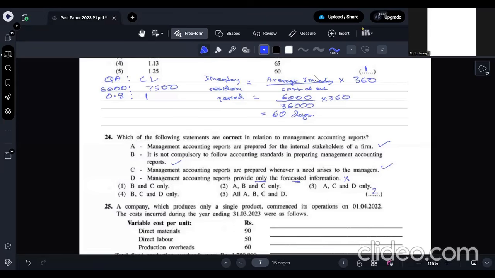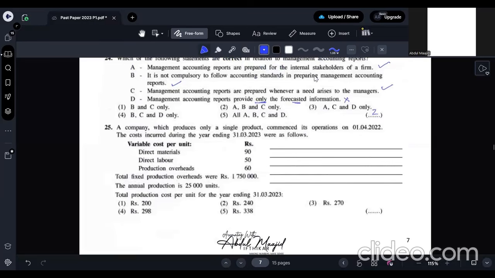Answer number 2. 25. They are asking the total production cost per unit. So direct material cost per unit is 90. Direct labor cost per unit is 50. Then the prime cost per unit is 140. And for that, you should add the production overheads. You have variable production overheads per unit as 60. And you will also have to find the fixed production overhead per unit.